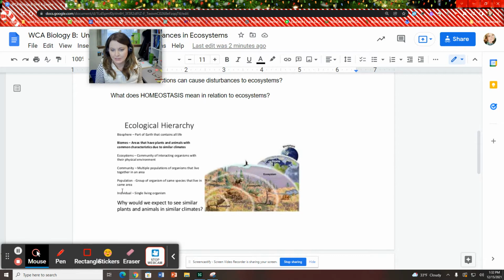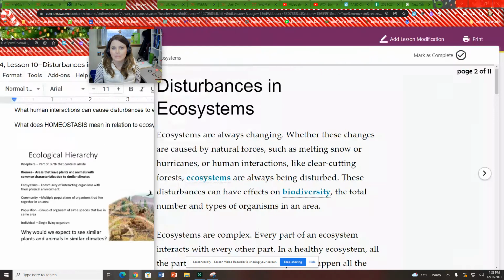Remembering that we start with an individual, and from individual, we go to population, which is all members of the same species that live in the same area. Then community, which is multiple populations of organisms that live in that area together. And when we include the abiotic factors, we're talking about ecosystems. We haven't really addressed biomes yet. The biosphere is all living things on Earth.